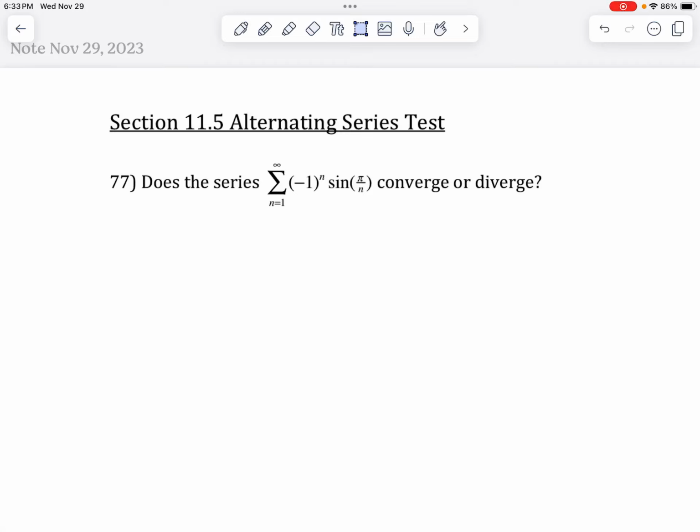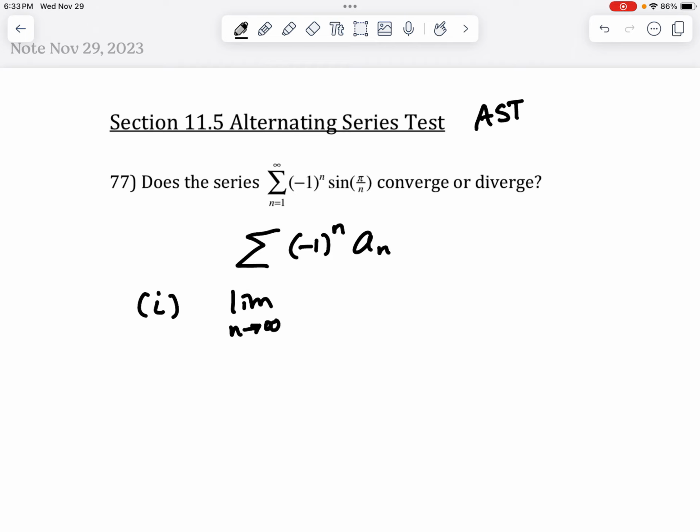It's the AST, or the Alternating Series Test. So I like to abbreviate AST. And there's two parts to the alternating series test. In general, if you have some alternating series like this, nice generic series, there's two things you need to show. One is the limit as n goes to infinity of a_n is equal to 0.